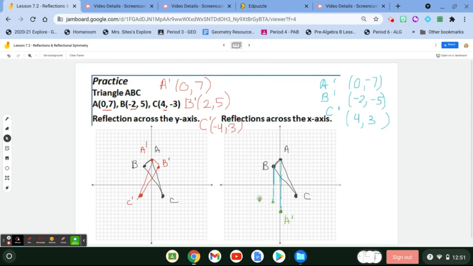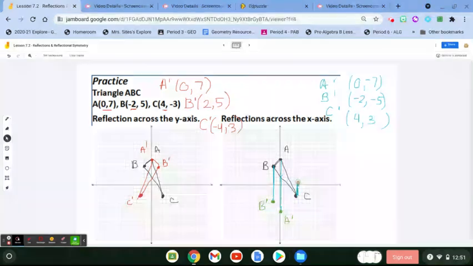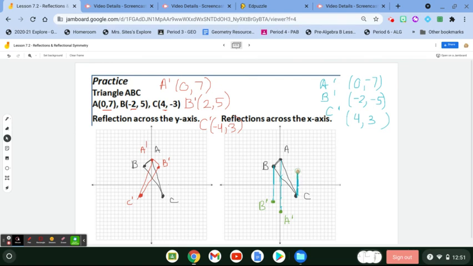And there's B prime. Now for C, we're going in the opposite direction, but I've got 1, 2, sorry guys, 3 units here. So I'd be going 1, 2, 3 units here, and I can make my point. And again, here's what your triangle would look like if you did a reflection across the x-axis. Okay, for the second part of today's lesson, you're going to be using reflections with line symmetry.